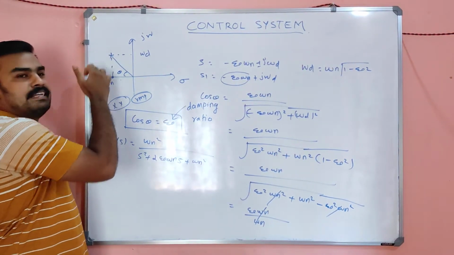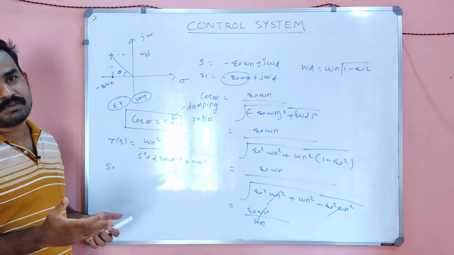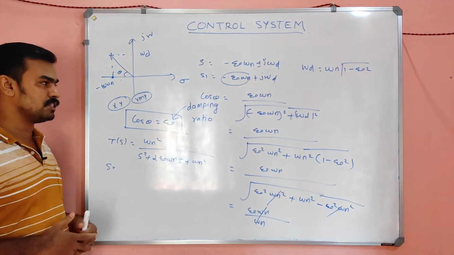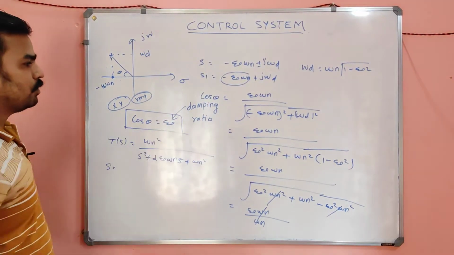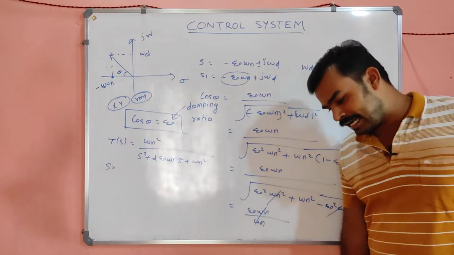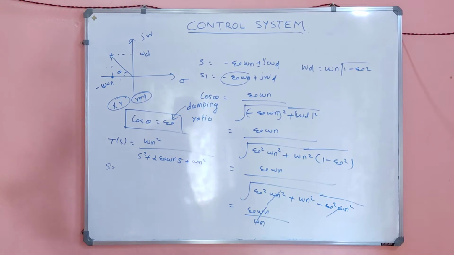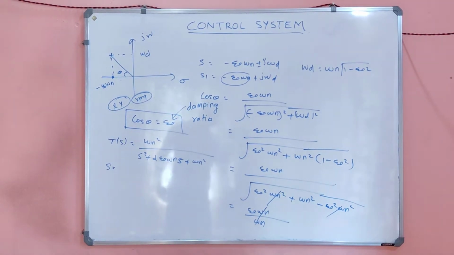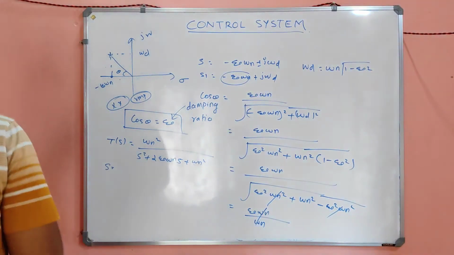We are dealing with a stable system. Second order is a stable system. We are not dealing with an unstable system. So cos theta is equal to zeta. You always remember cos theta is equal to zeta. That's a very, very important relationship, my dear. Is it clear? Cos theta equal to zeta is very, very important.